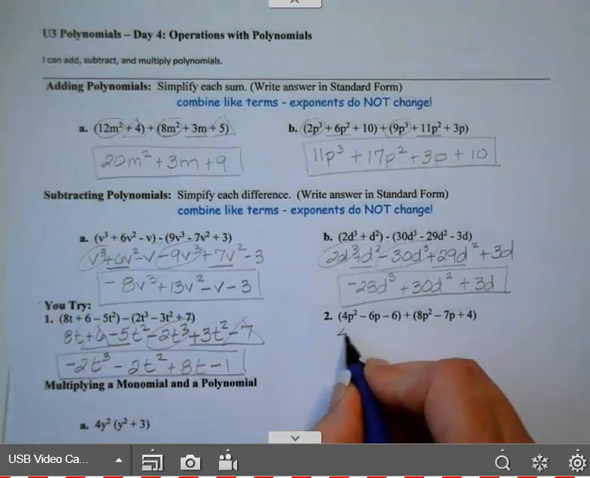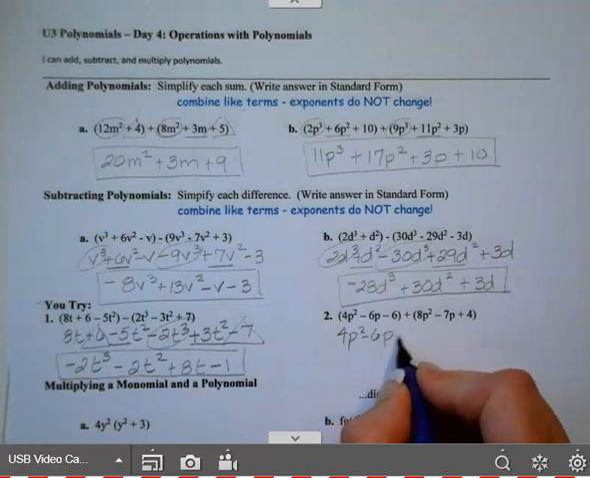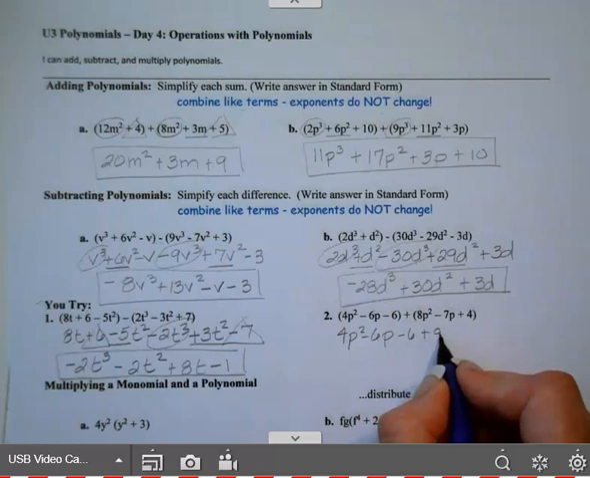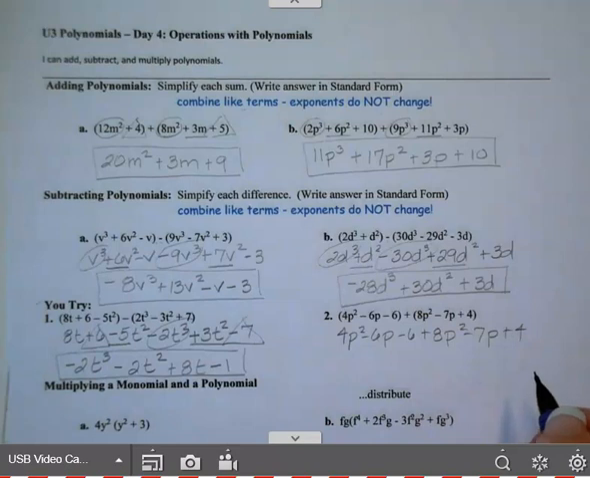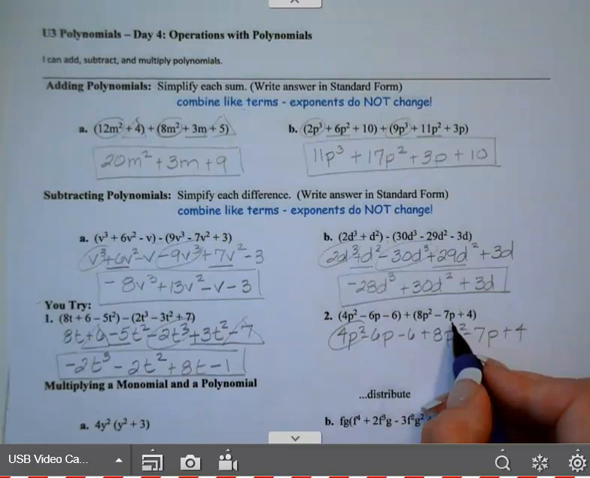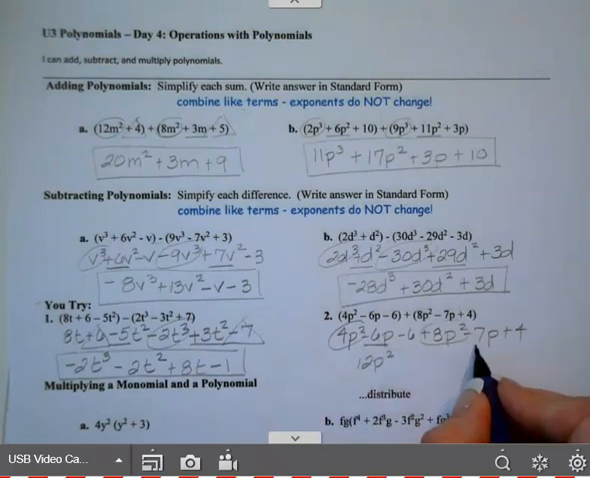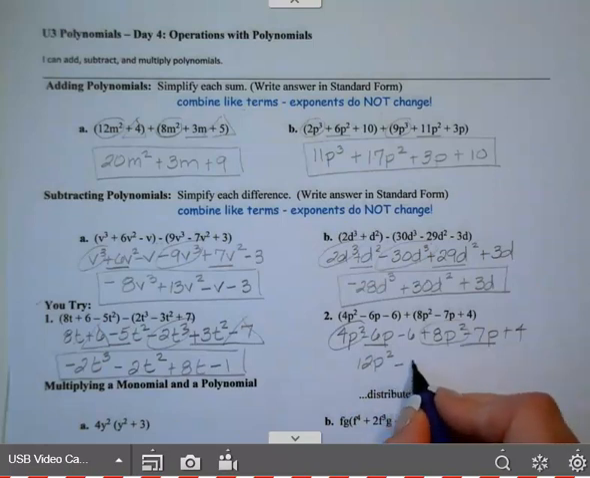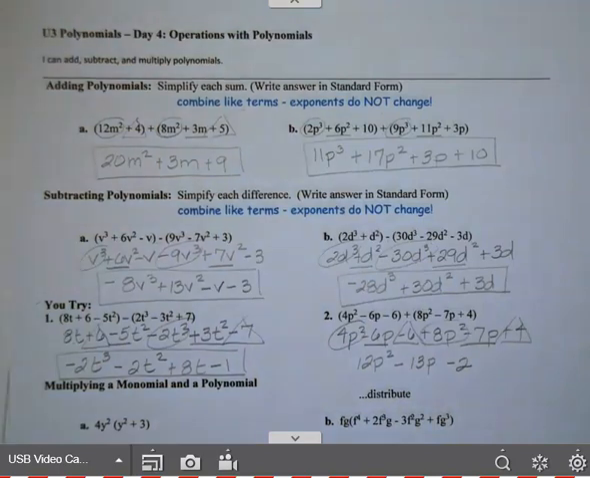On the next example, I have 4p squared minus 6p minus 6 plus 8p squared minus 7p plus 4. So you can just get rid of all your parentheses there. And then collect your like terms. 4p squared and 8p squared give you 12p squared. Minus 6p minus 7p give you minus 13p. And then I have a minus 6 and a plus 4, which will give me minus 2.